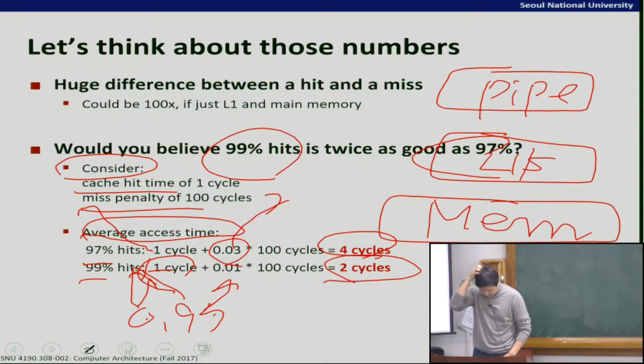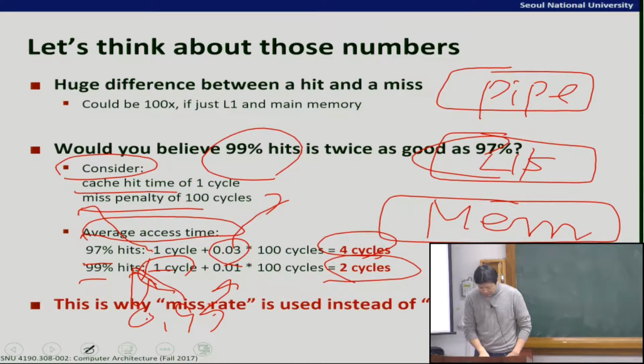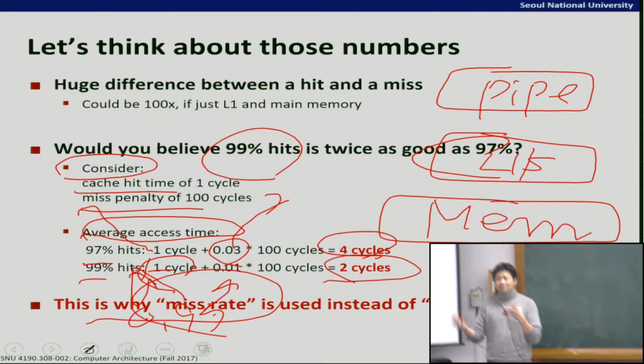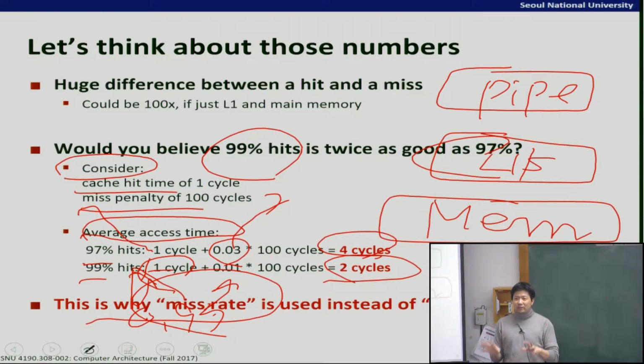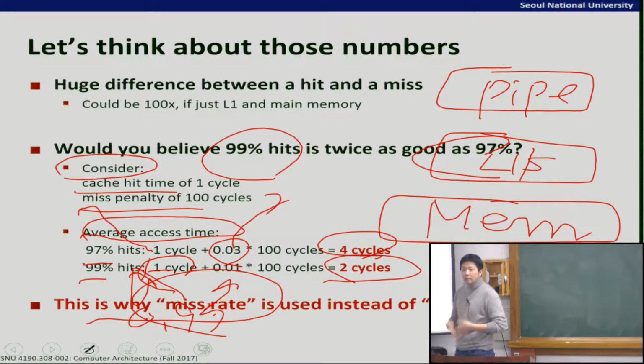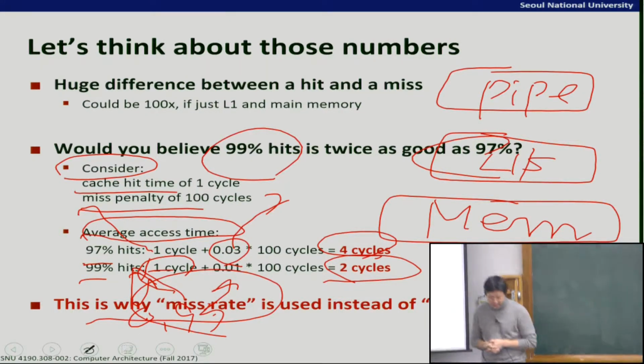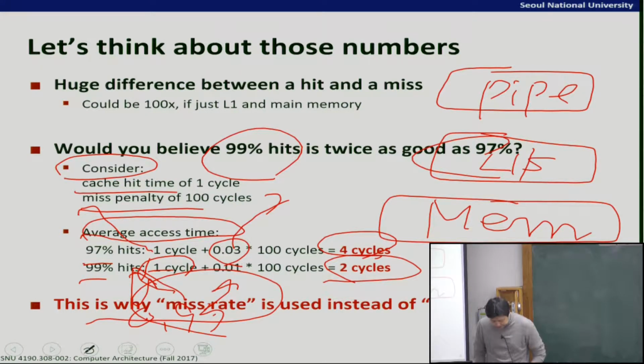Okay, so the takeaway here is that this is the reason why miss rate is more relevant, more like a realistic measure than hit rate. Because if you think about hit rate, it's only a 2% difference, right? But in case of miss rate, 1% versus 3% is a 3x difference, right? So miss rate reflects this performance impact more realistically, right?